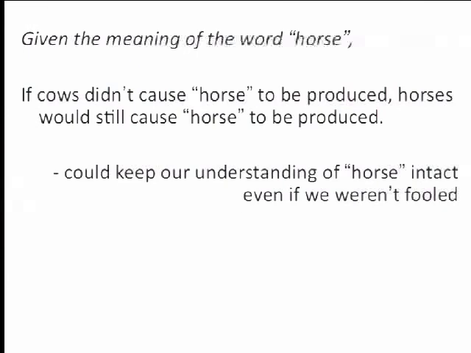And given the meaning of the word horse, if cows didn't cause horse to be produced, horses would still cause horse to be produced. That's to say, the way you now understand the word horse, you could keep that intact, even if you weren't being fooled, even if you improved your discrimination capacities. So what that means is, again, that it's the facts about meaning that explain the existence of the asymmetric dependence. So the asymmetric dependences, maybe they exist at any rate in these simplified models of language, but they don't themselves explain anything about meaning. They are consequences of the facts about meaning.